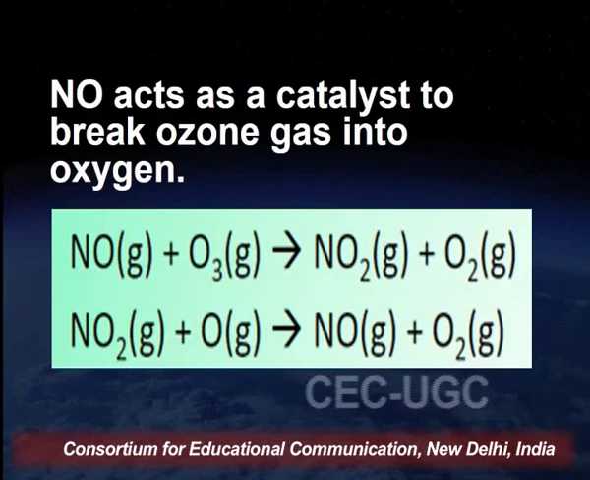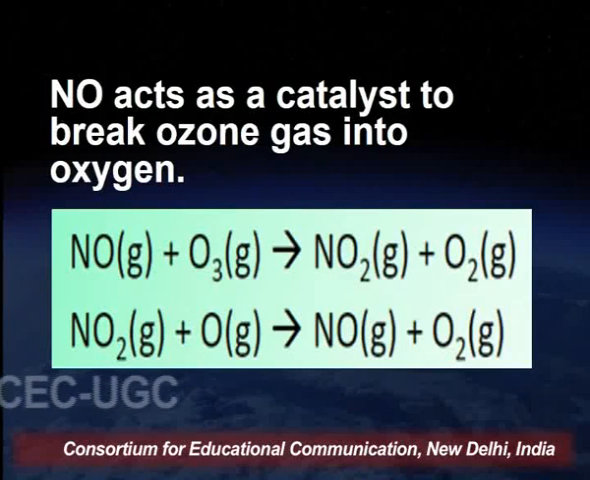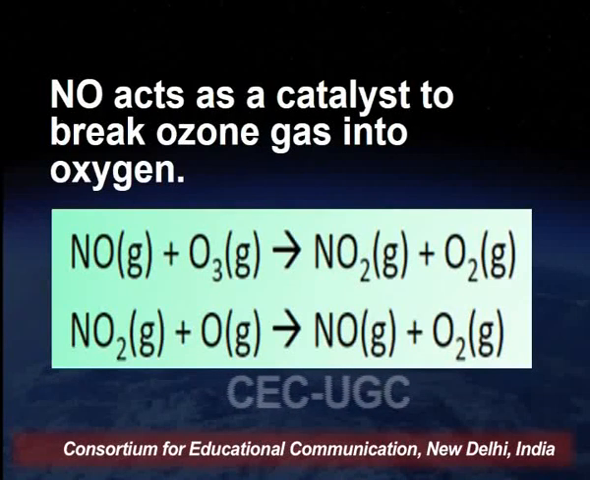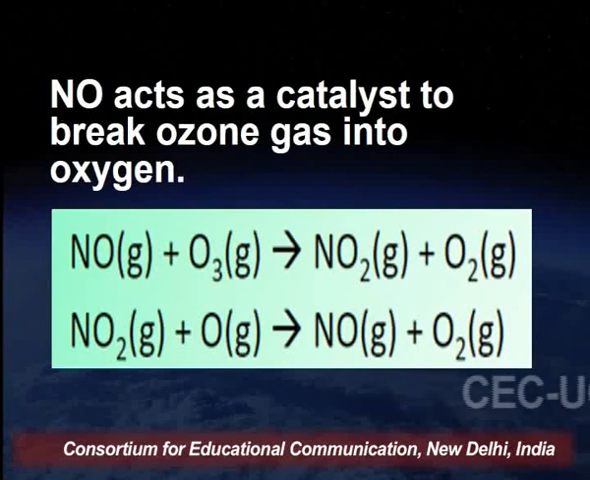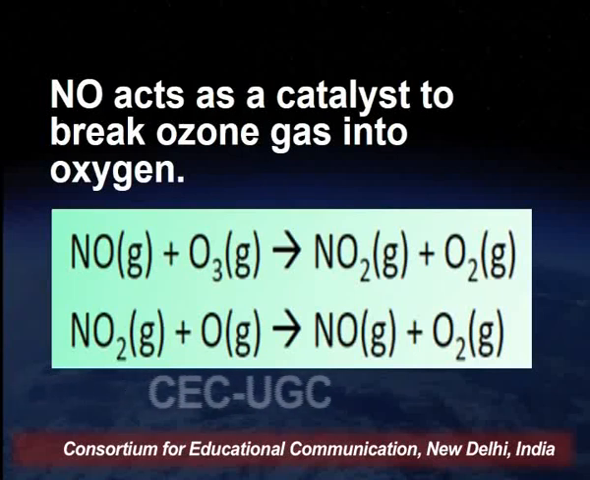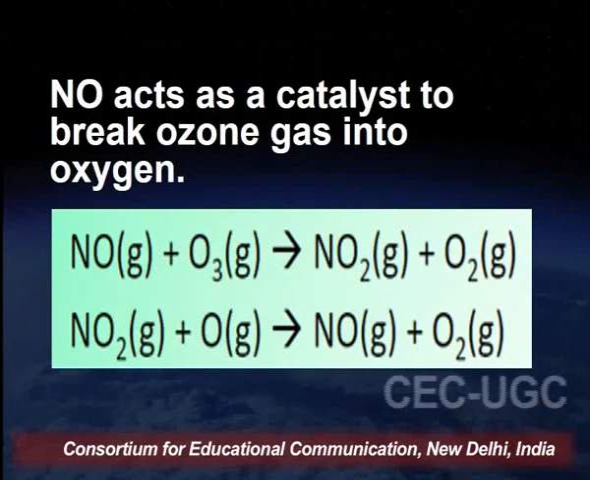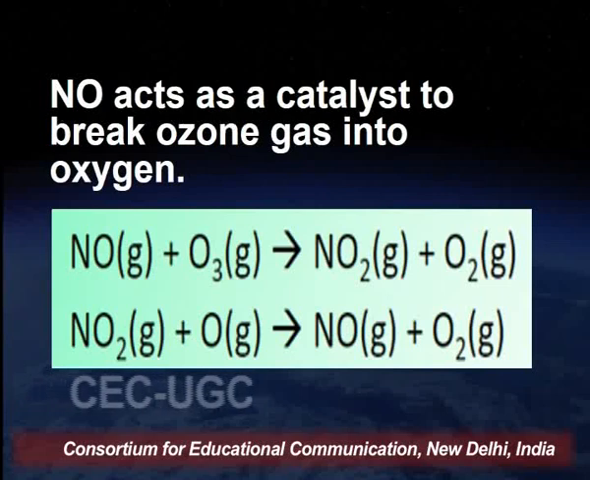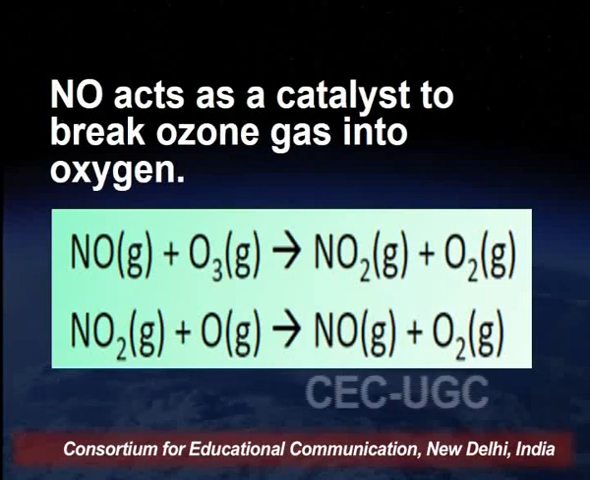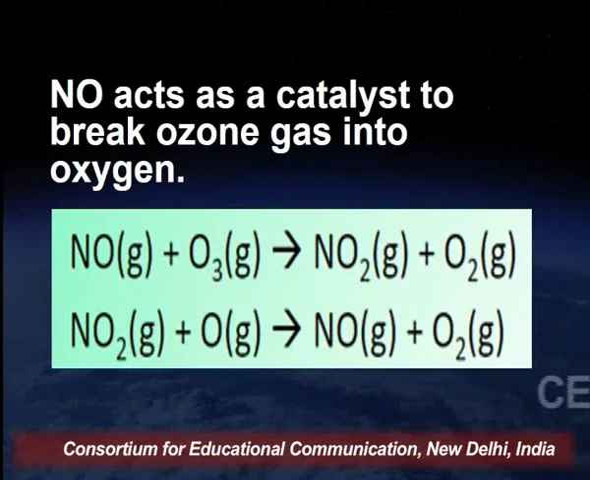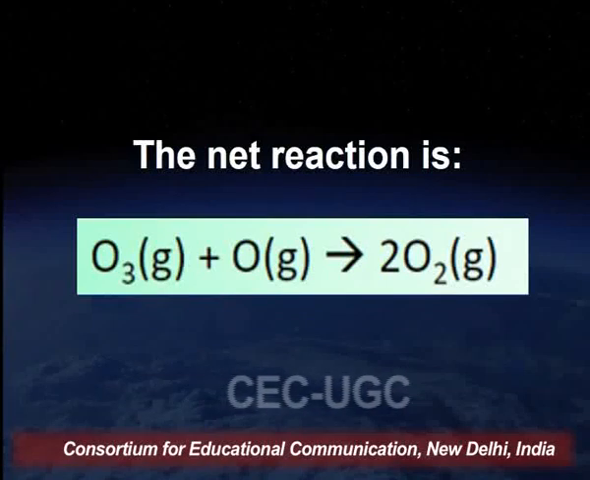So as you can see on your screen, nitric oxide acts as a catalyst to break ozone gas into oxygen. So what does nitric oxide do? It reacts with ozone in presence of UV light, and in the process nitrogen dioxide and oxygen are formed. Now this nitrogen dioxide reacts with an oxygen free radical which is already in the stratosphere, and it gives us nitric oxide and oxygen. And this nitric oxide which is being formed here again enters the cycle, and the cycle is repeated.